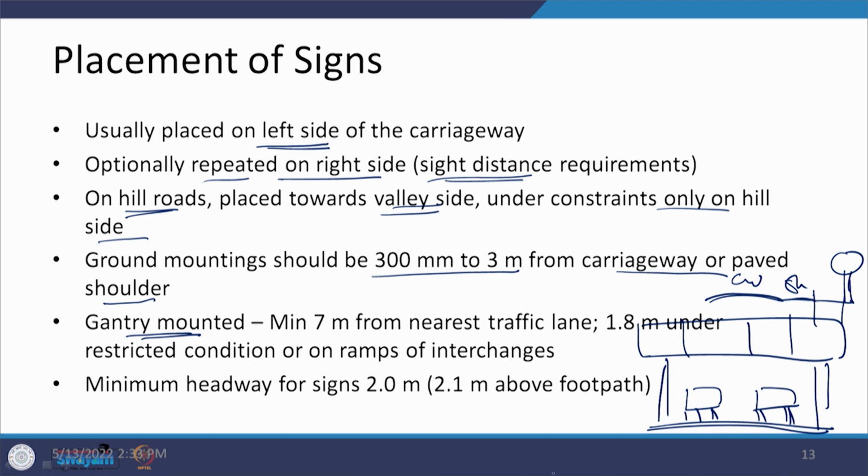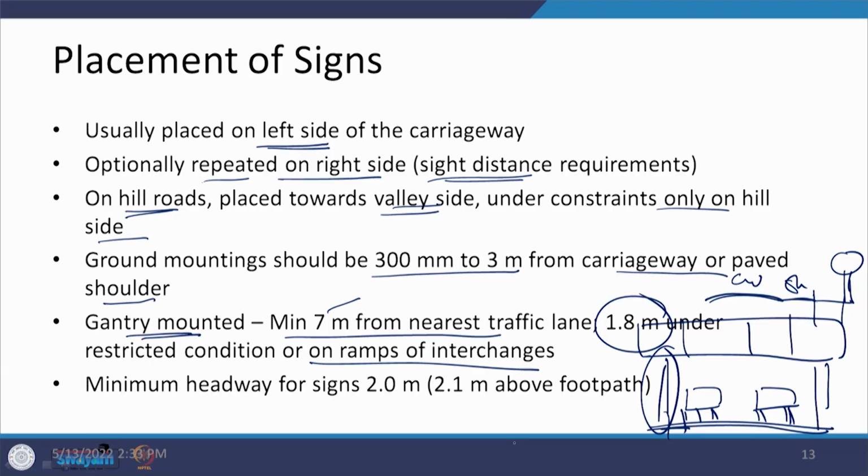So, this gantry mounted system, when we are talking about it, should have the pole at a minimum of 7 meters from the nearest traffic lane. So, that is a distance which needs to be maintained. The reason here is that if tomorrow we are going to have one more lane provided, which is 3.5 meters, there is still going to be a clearance of 3.5 meters provided on this side, but this may not be possible in each and every case, and therefore it needs to be reduced, and that reduced value is 1.8 meters.